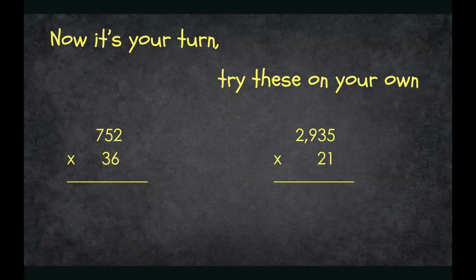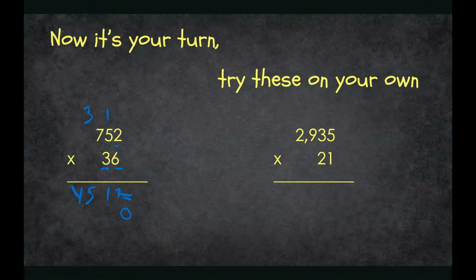So this first one, we're going to go 6 times 2. That's going to be 12. Regroup. 6 times 5, which is 30, plus 1. That's going to give me 31. 6 times 7 is 42, plus 3. That's going to give me 45. Now I'm going to shift to the 3 and the 10s, so I want to remember my placeholder.